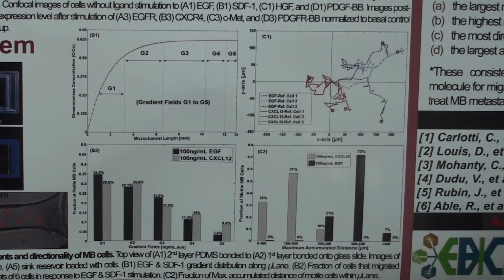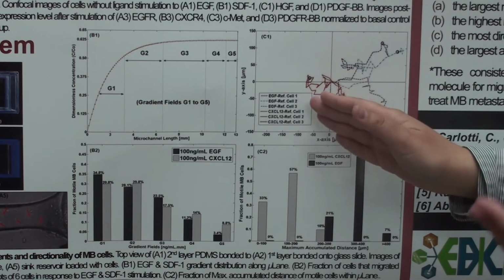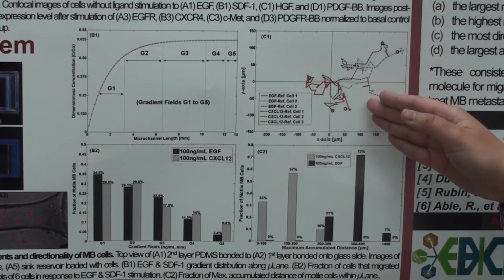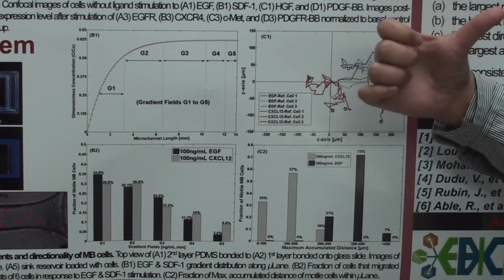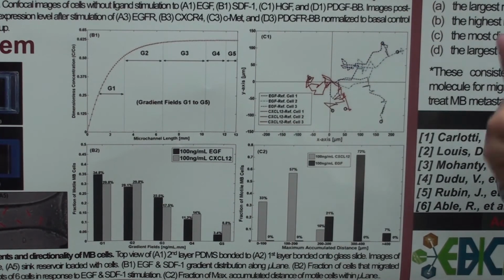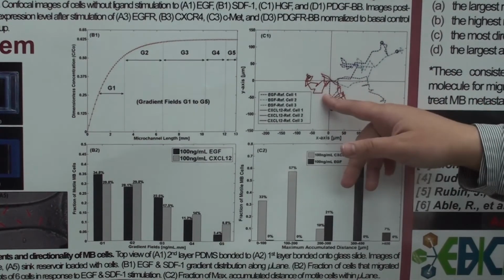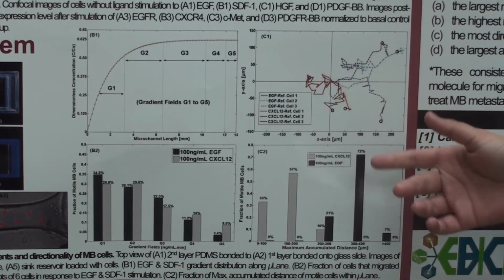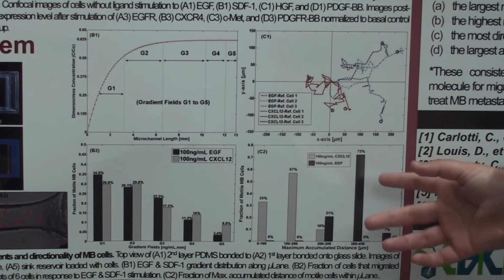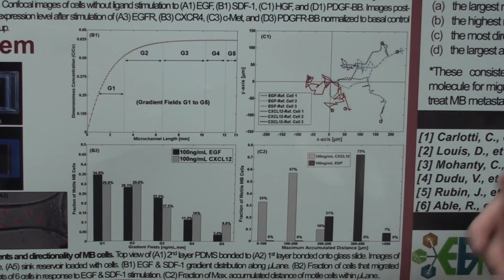From these results, we found that cells stimulated with EGF have a chemotactic migration, a directional migration towards EGF, whereas with FDF1, these cells move back and forth just because they are feeling the gradient, not because they are really attracted to the gradient.